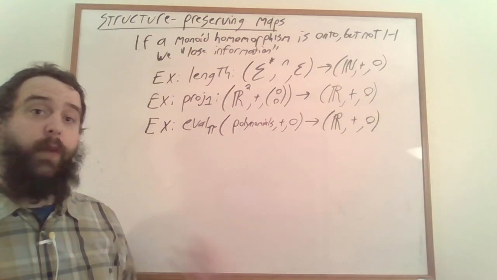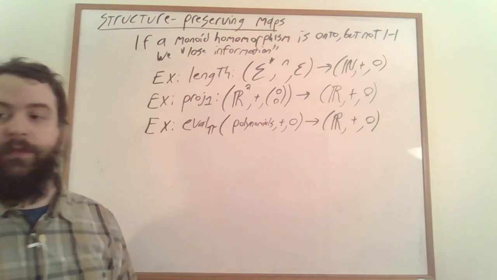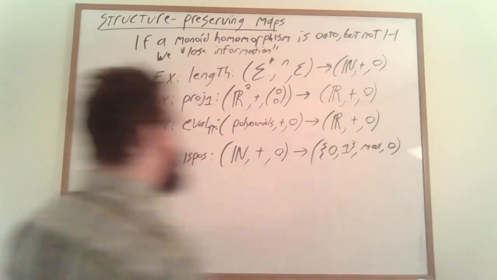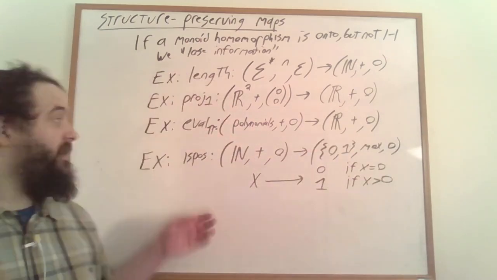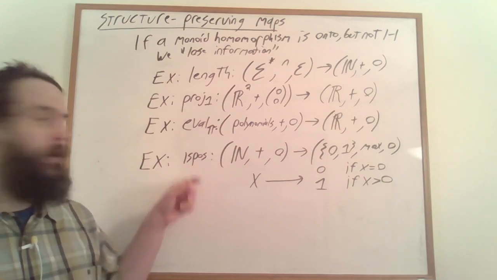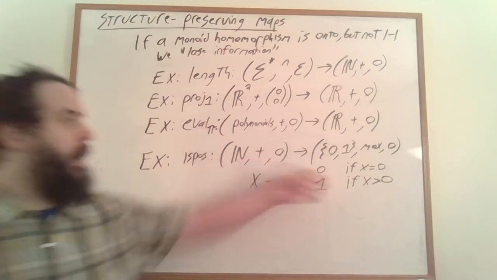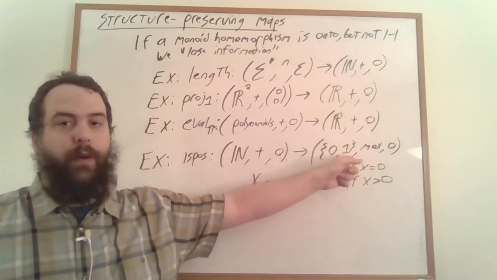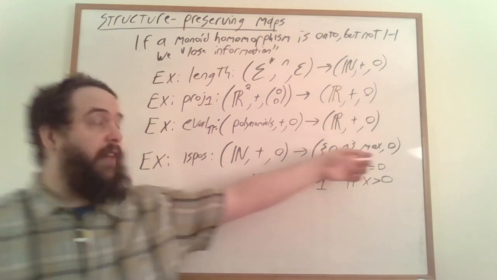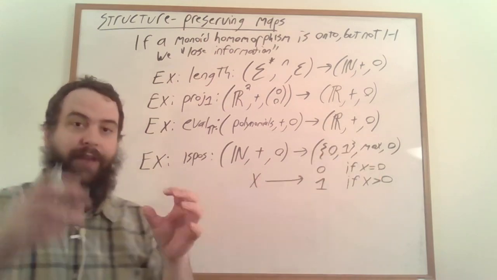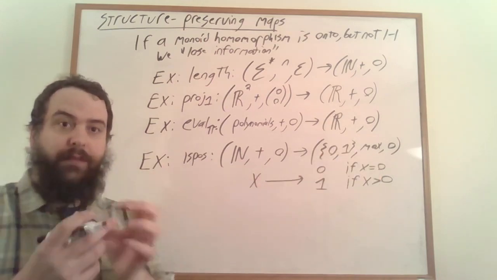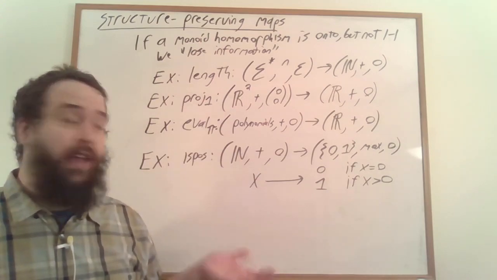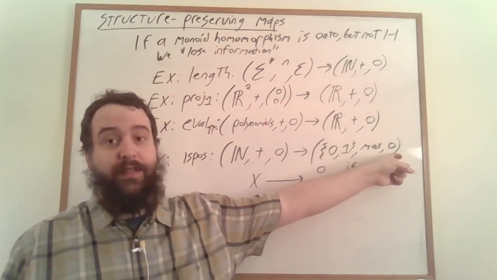There are also some weirdly artificial monoid homomorphisms. For instance, the isPositive function, which takes in a natural number and outputs an element of this monoid here. So this monoid has two elements, 0 and 1, and the operation is to take the maximum. So if you have a and b, to combine them together, you take the maximum of a and b. And you can check that this is in fact a monoid, and its identity element is in fact 0.